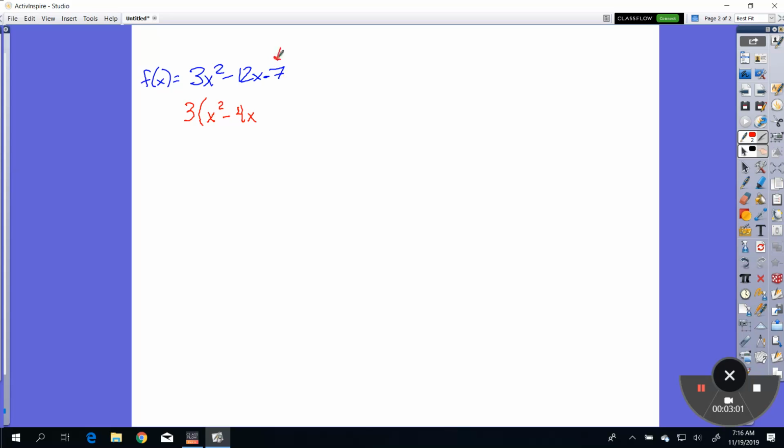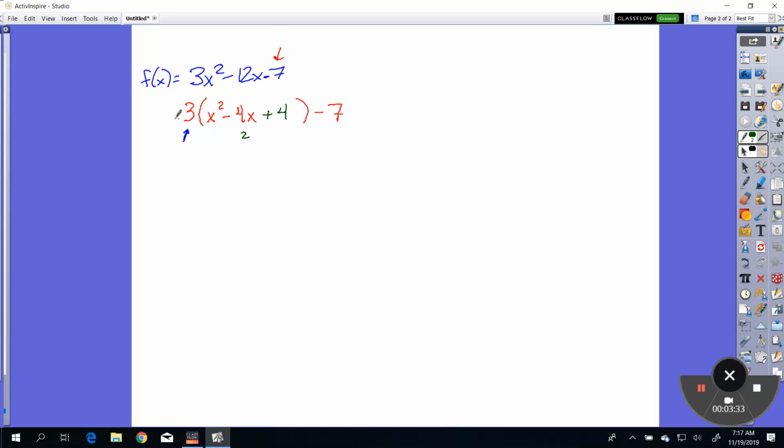And the constant term, I'm not even going to bother with. I'm just going to move it outside of what I'm working with. This 3 in front, it's kind of tricky when we go to work with it in a minute. So just remember it's there so that when we do the next part, you don't forget it. So half of 4 is 2. 2 squared is 4, right? So normally when we were doing circles, we'd add 4 to both sides.